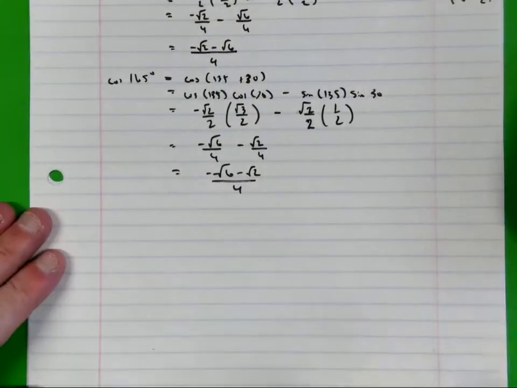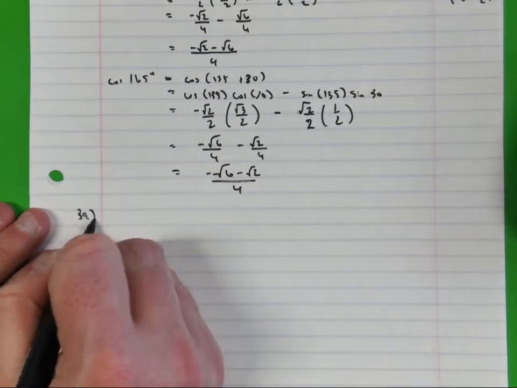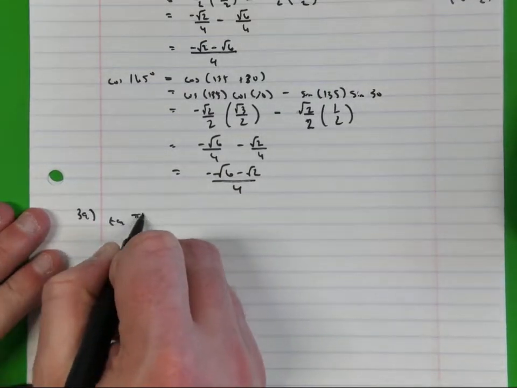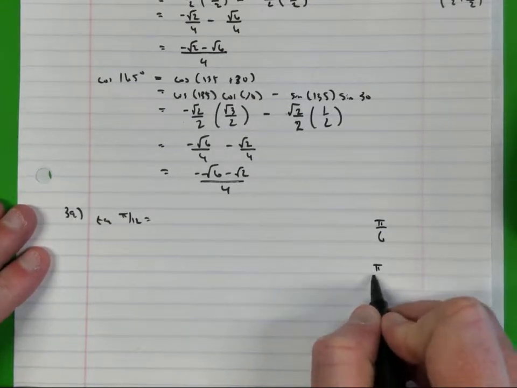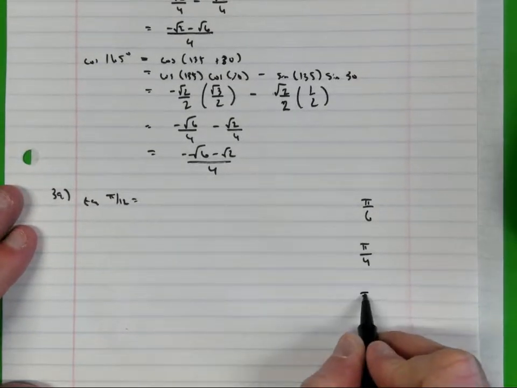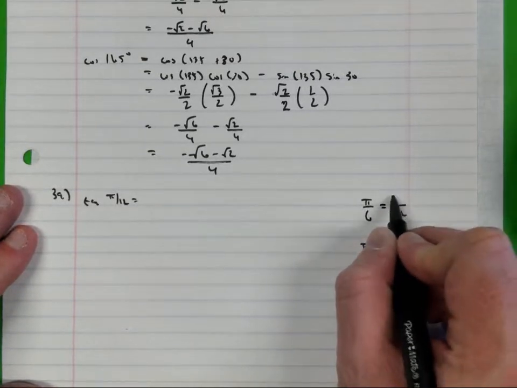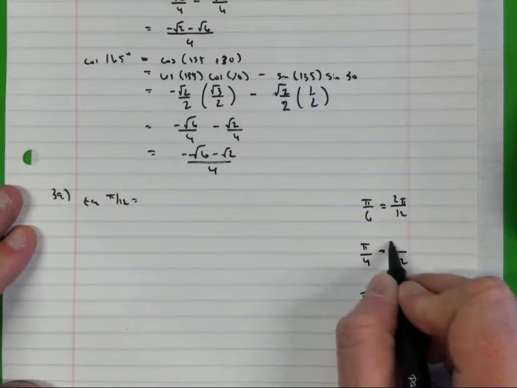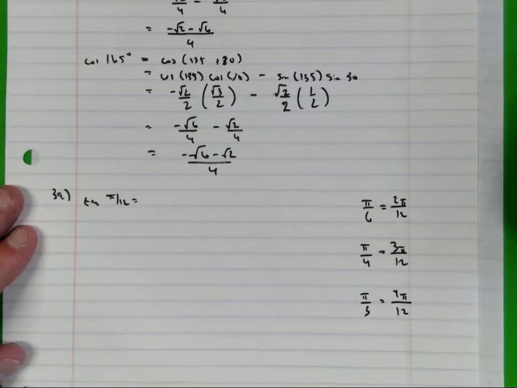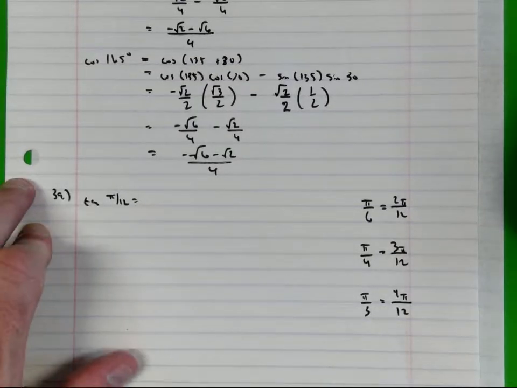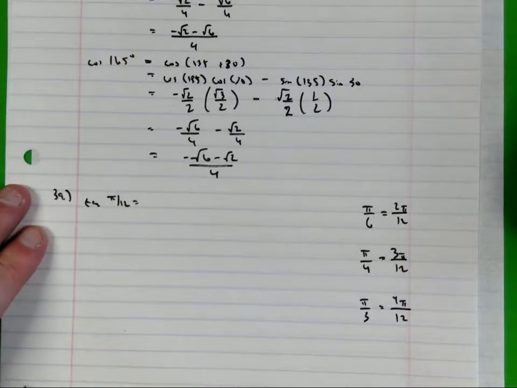All right. Tangent of pi over 12. Okay, I'm going to come over and write this out. Pi over 6, pi over 4, pi over 3, and find a common denominator, which is 12. Tomorrow you're going to have one sine, one cosine, and one tangent on your checkpoint, okay? We want pi over 12.